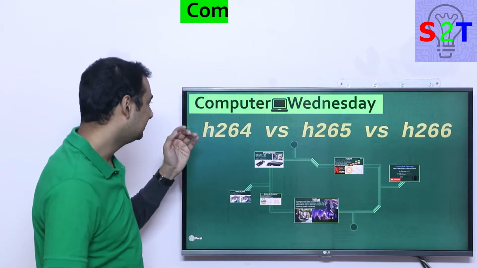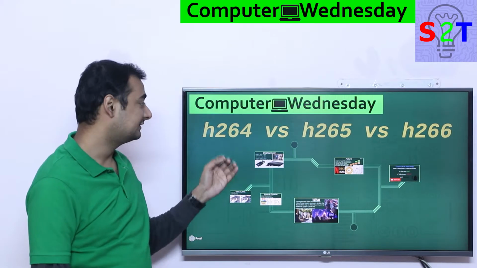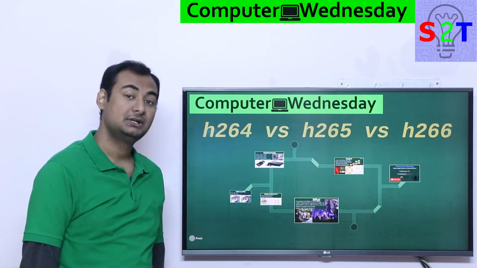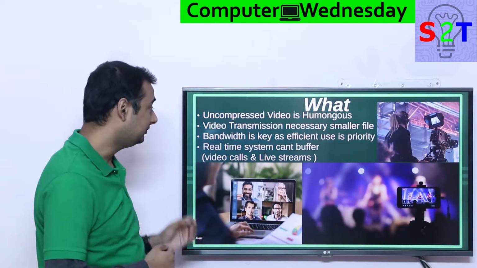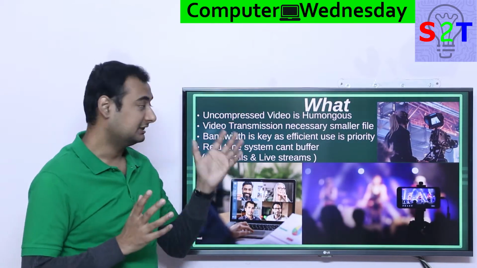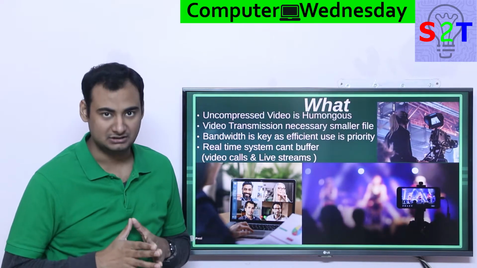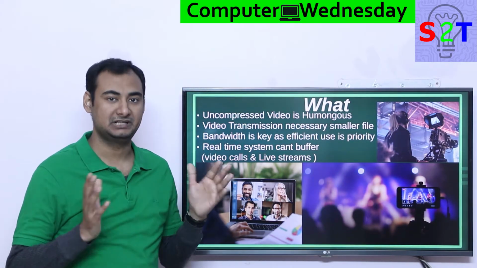In today's show, Computer Wednesday, we're going to talk about h264, h265 and h266. So let's dive right into it. Well, first we have to understand what exactly we are talking about. We are talking about the fact that uncompressed video files are humongous, basically bonkers, aka stupidly huge.